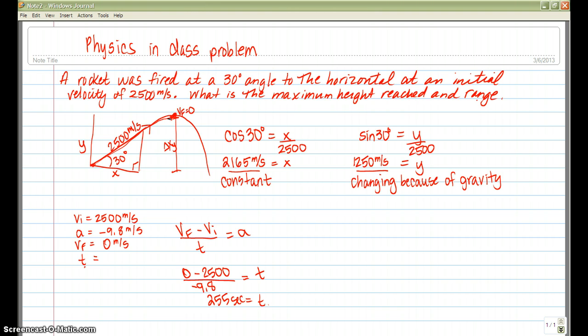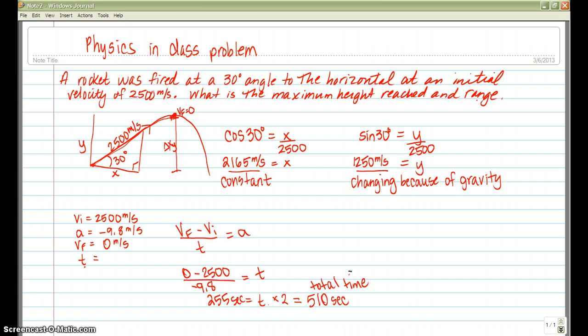So does this time represent half the motion or the whole motion? Hopefully you said half the motion. So to figure out our total time, because we'll need that total time later, we're going to take our 255 and multiply it by 2. That way we get a time that is now our total time that this thing is in the air.